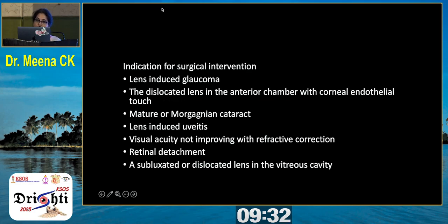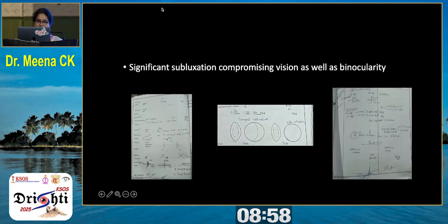What are the indications for surgical intervention? Lens-induced glaucoma, dislocated lens or Morgagnian cataract, which is a little rare, and lens-induced uveitis. Commonly, we intervene when the visual acuity is not improving with refractive correction, and the remaining part goes to the retinal surgeon. We don't have to do anything, we just refer the patient to the retinal specialist. In my experience, it was mainly visual acuity loss, and not being able to give them refractive correction, that was the main indication for surgery.